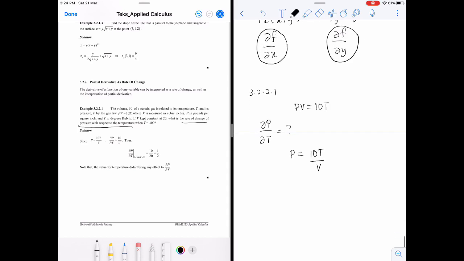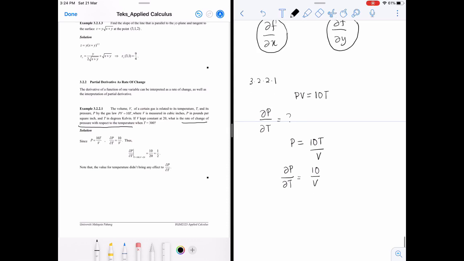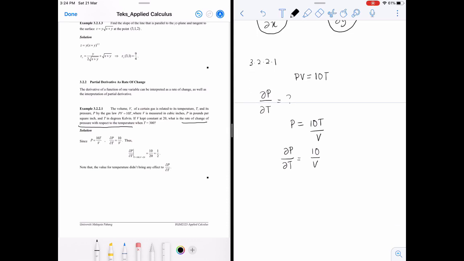Now we want to find del P del T, or the differentiation of P with respect to T. So we will consider V as a constant. So what we will get is 10 over V. Now we want to find the rate of change of pressure with respect to temperature when T equals 300 at V equals 20. So we just need to substitute the value of V equals 20. So we will get the rate of change of pressure with respect to temperature equal to 10 over 20, or equal to 1 over 2.